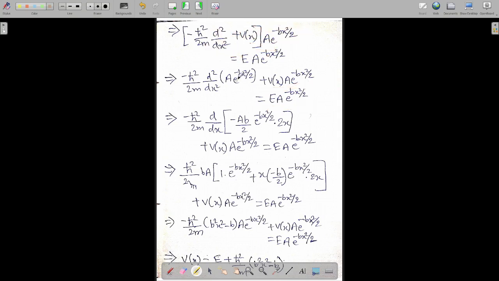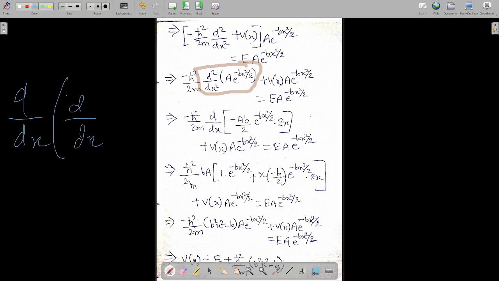After taking it inside the bracket, now this part I have to solve. Double differentiation I have to find, right? So I will first of all differentiate it one time. When I differentiate it one time, it is basically d by dx of d by dx of A e to the power minus b x square by 2. So I will take the double derivative.